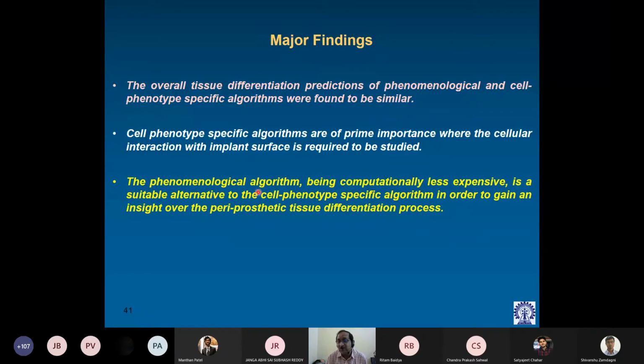But the phenomenological model, being computationally less expensive, is a suitable alternative to the cell-phenotype specific algorithm in order to gain an insight into the periprosthetic tissue differentiation process, which we were originally interested in. We wanted to know the quantitative values of the spatial distribution of bone ingrowth around an acetabular ring, and we have achieved it.